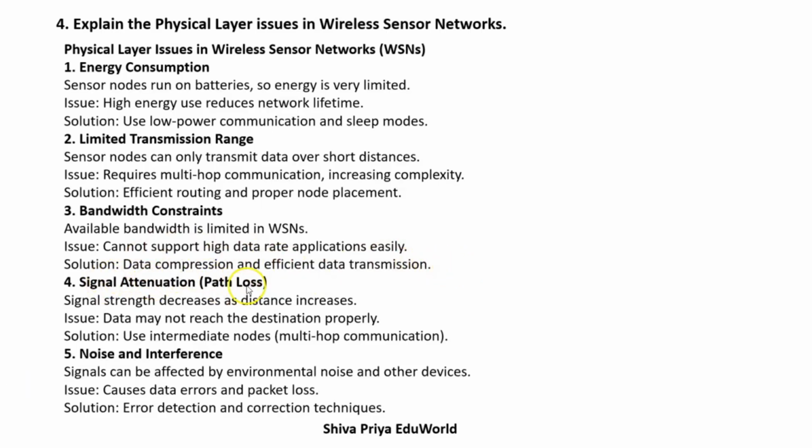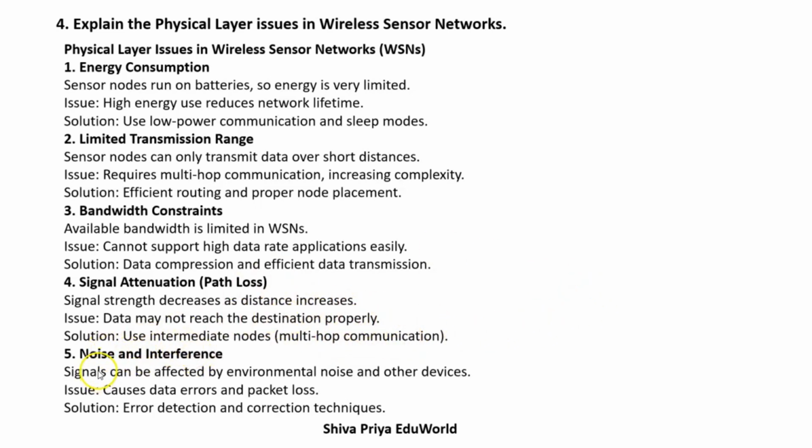Signal attenuation, which means path loss. Signal strength decreases as distance increases. When the distance is more, the strength will be less. The main issue is that data may not reach the destination properly. The solution is to use intermediate nodes, that is multi-hop communication. Then it can easily reach the destination properly.